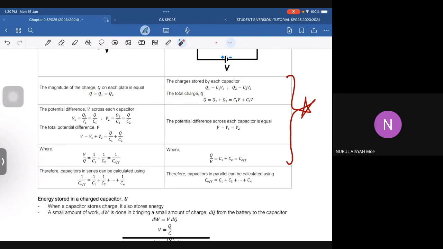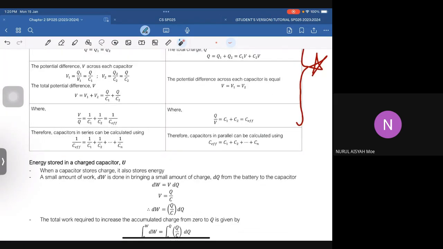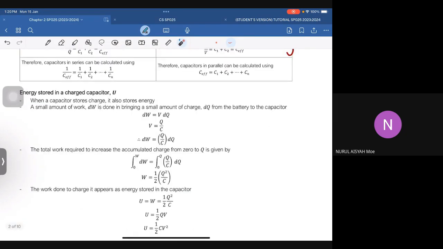Okay, so this part you don't actually need to memorize, just the part on charge and voltage. This one is fine, it is given in the formula sheet. But it doesn't tell you which one is for series and which is for parallel. Okay. Alright. Next we have energy stored in a charged capacitor.